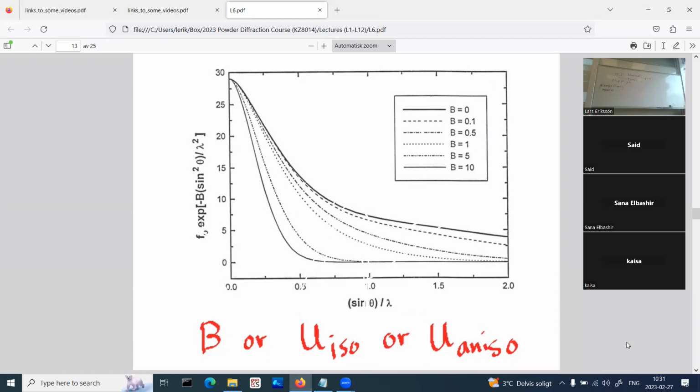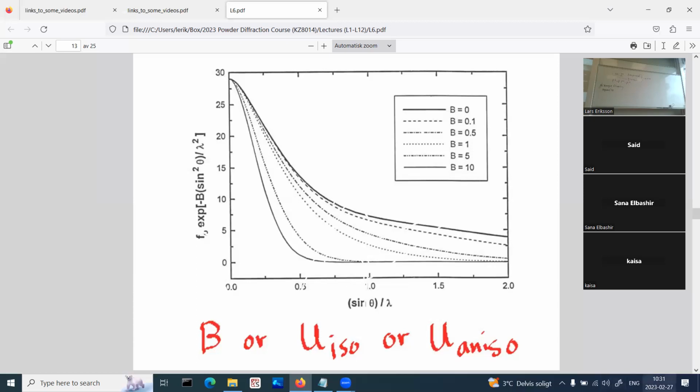And if we have a very small thermal vibration, then the fall off for X-ray scattering is not so fast, but with a high thermal parameter, they fall off very fast. So essentially, just after 0.5 in sin theta over lambda, we don't have it. So perhaps you need intensities out here, and then you need to cool the sample to reduce thermal movement.